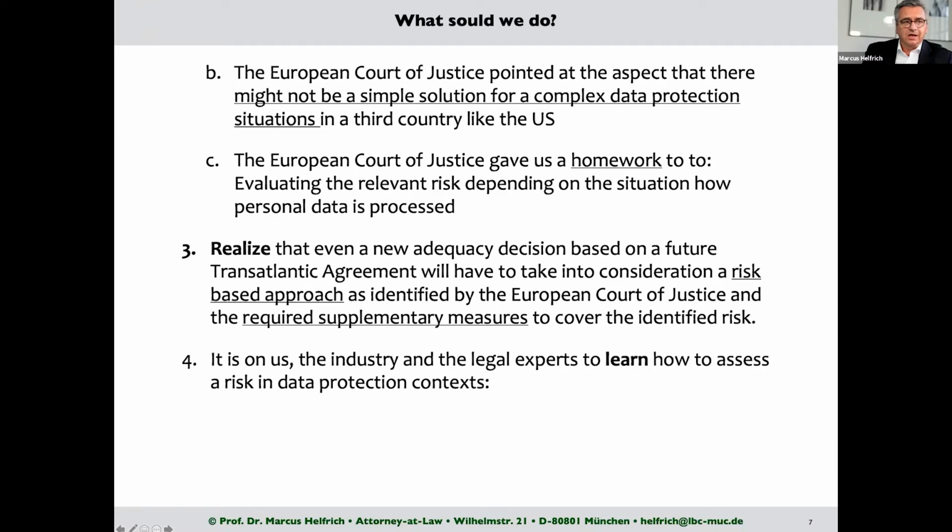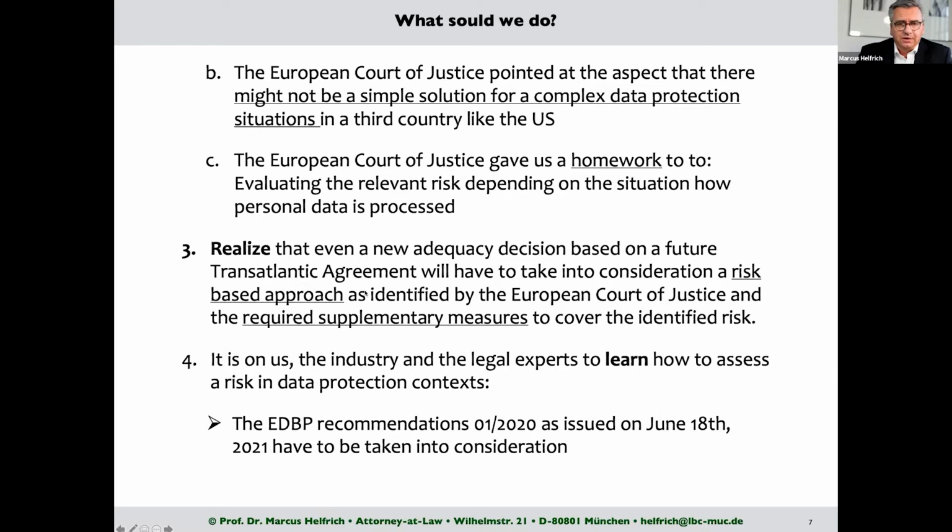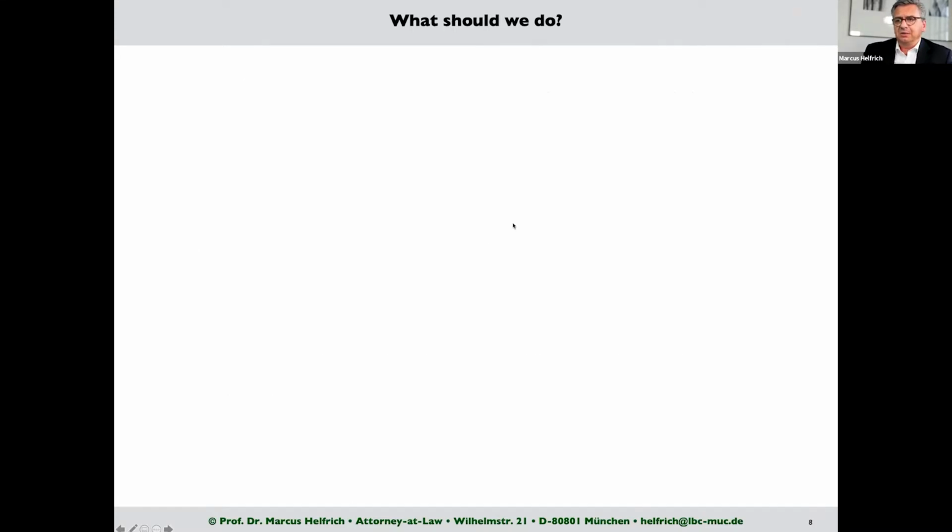Well, now it's up to us, and that's something we have to accept, because we have to learn now as practitioners, as the industry depending on data flow to the US, for example, how to assess a risk and how to analyze that in a proper way. Now the EDPB recommendations are of high importance for that. And let me have a short look at these recommendations.